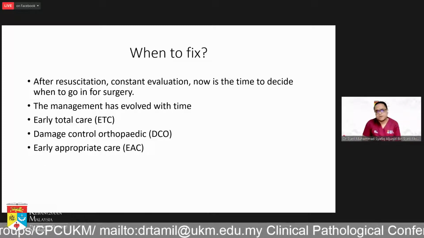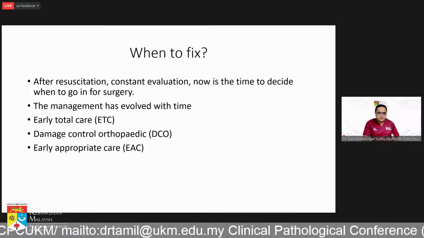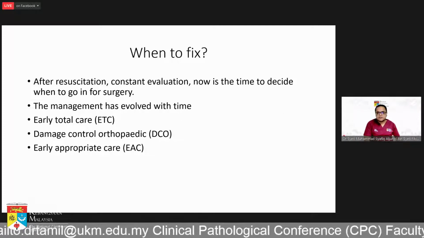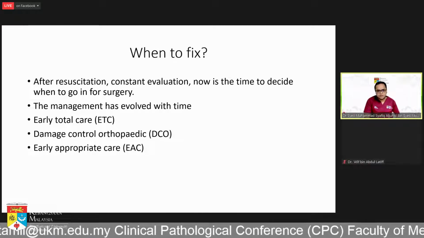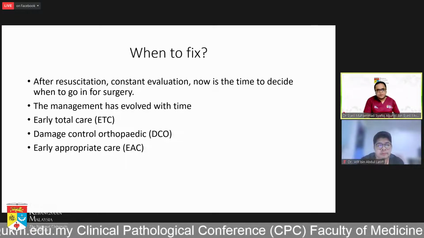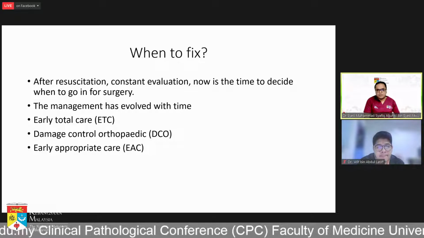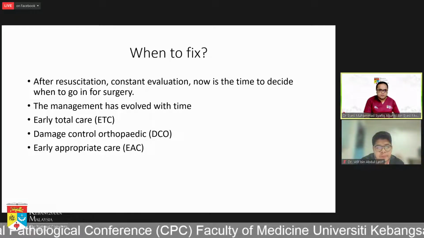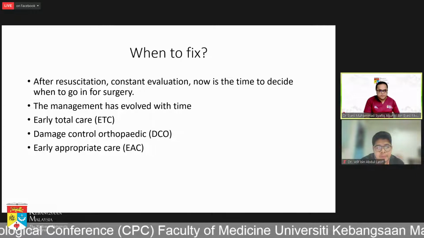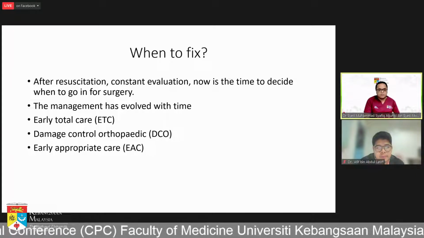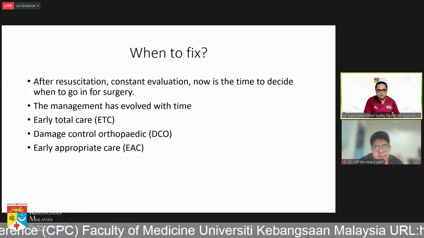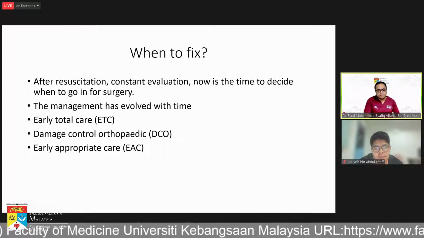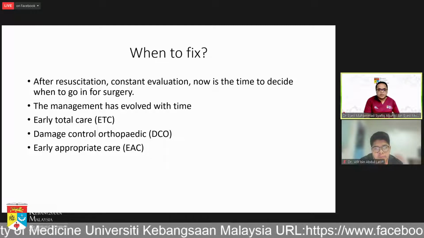Okay, so when to fix? After resuscitation and constant evaluation, now is the time to decide when to go in for surgery. The management has actually evolved with time. There are three concepts. The first one is early total care, and then another concept was proposed, damage control orthopedics, and then it was refined again by a term called early appropriate care.